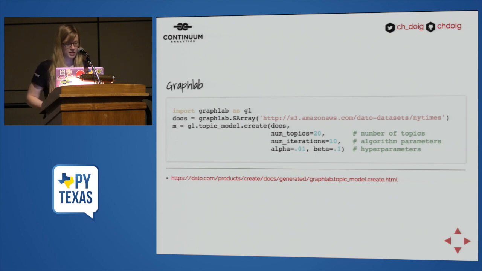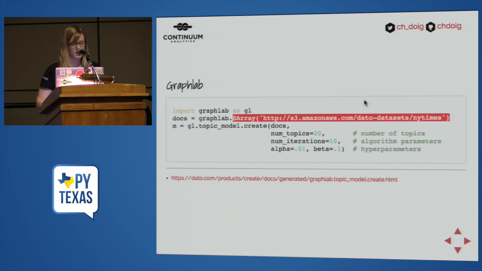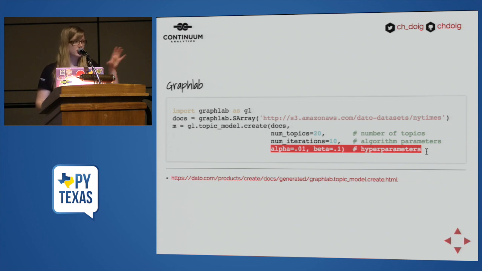GraphLab also has an implementation of topic models, and they have their own data structure called SArray. This is how it loads the documents, our collection of documents to cluster together. And we call topic model create. We pass these documents, and we assign the number of topics that we want to find. Again, how many iterations, and these alpha and beta hyperparameters that we saw. If you have any preconceived notion of those distributions, you can tweak those parameters as well.